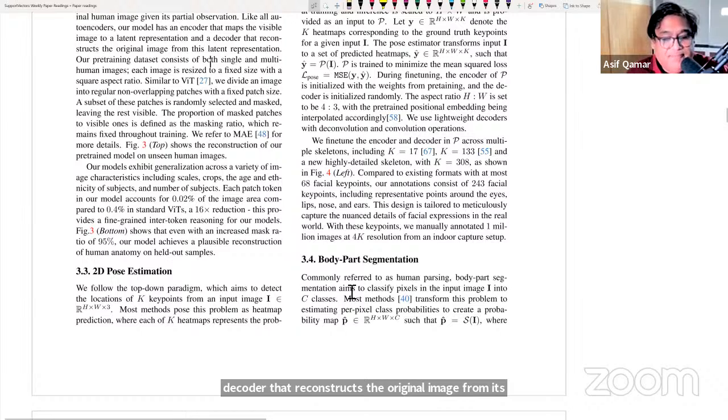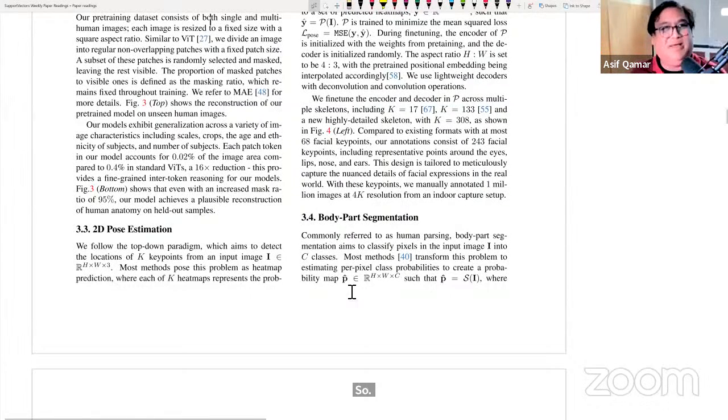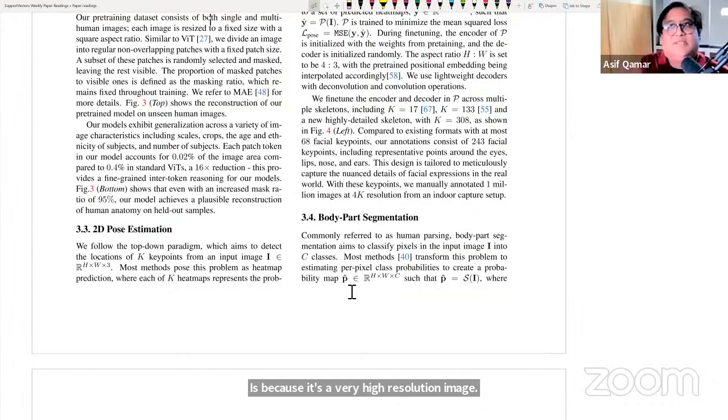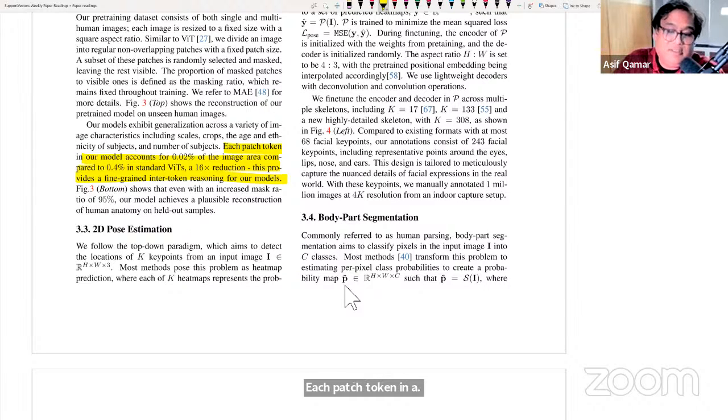Now, one of the things they say is that their token size is very small. Each patch is just 0.02% of the image area. This is because it's a very high resolution image. When you take so many tiny little tokens and they all pay attention to each other, you can get very fine-grained inter-token reasoning. And this sentence is important simply because of the high resolution. Each patch token in our model accounts for 0.02% of the image area. Intuitively, a minuscule part of the image area.